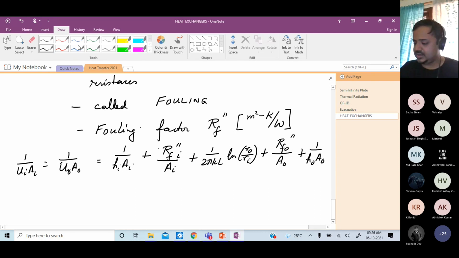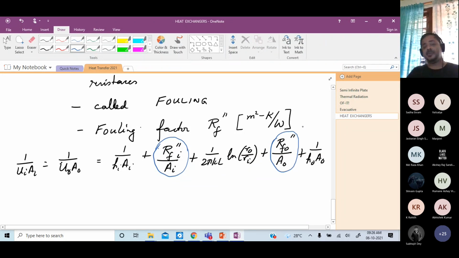So these additional terms get introduced. So in your problem, if somebody says that there's a fouling on the outer surface and the fouling factor there is whatever, x times 10 to the minus something meter squared Kelvin per watt, this is what you have to do for the outer surface. Similarly for the inner surface, you have to introduce it here. And if it occurs on both, you have to consider both.